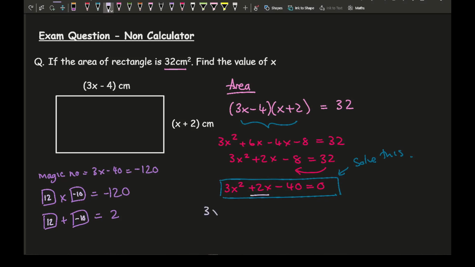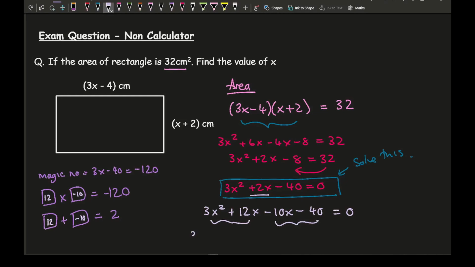So I end up with 3x squared. And I'm going to go for, it doesn't matter which numbers we go for, plus 12x minus 10x plus 2. Minus 40 equals 0. And then all I then need to do is factorise the pairs.